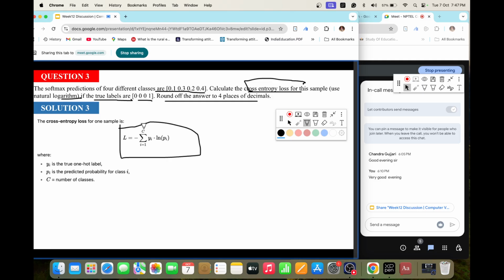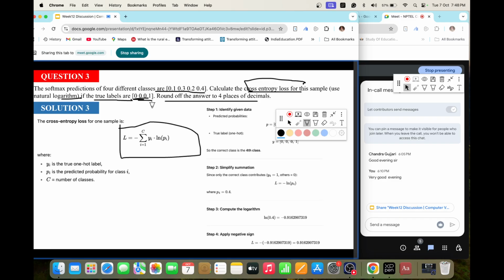i equals 1 to c, that is nothing but all the classes. Okay, so all the classes means you have the first class, second, third and fourth. So in our question it will be i equals 1 to 4, and then y1 into log p1, then similarly y2 into log p2, y3 into log p3 and y4 into log p4. Now very simple, y1, y2 and y3 are all 0. Then we do not even require the contribution of y1, y2 and y3, because all are 0. We can just take the contribution of y4, that is 1.